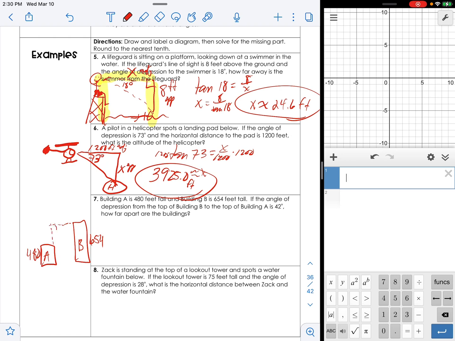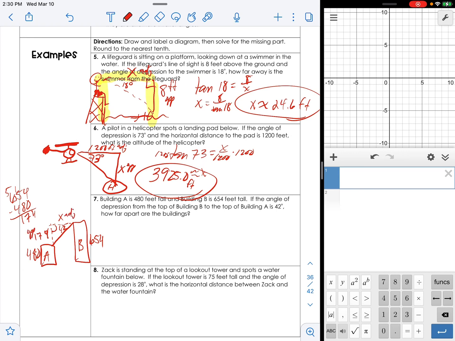So if we go from here, there's my 90, that way, 42 degrees. How far apart are the buildings? Apart would be this part. Okay. And we can figure out this part because 654 and 480, we just got to find the difference in their heights. 4 minus 0 is 4. Can't do that, so we're going to borrow. 14 minus 8 is 6. 5 minus 4 is 1. So this is 174 feet.